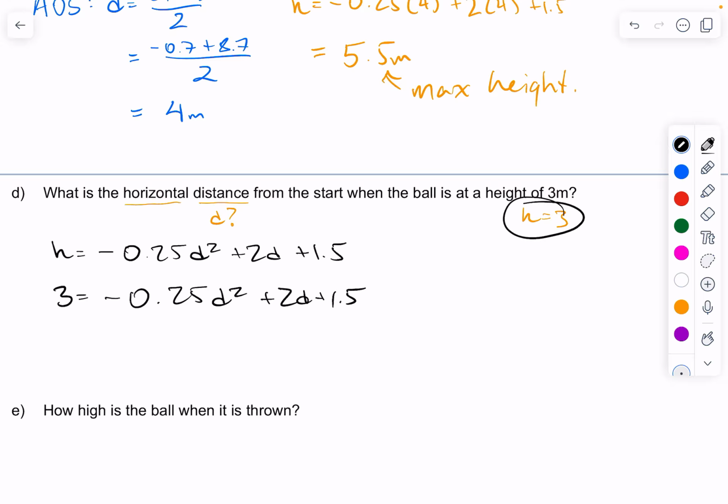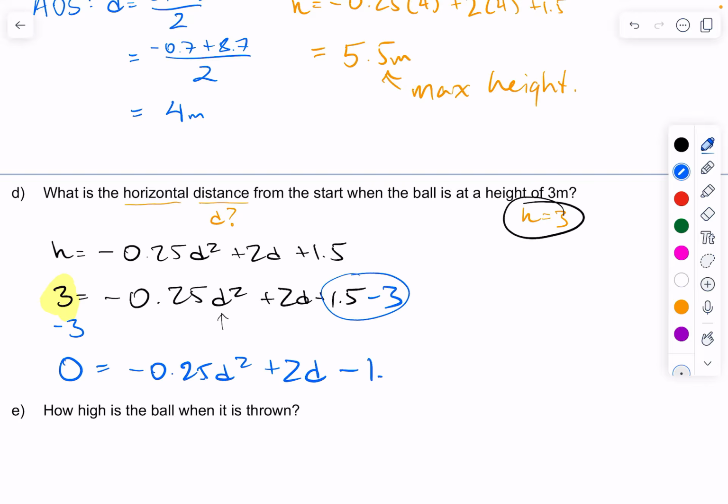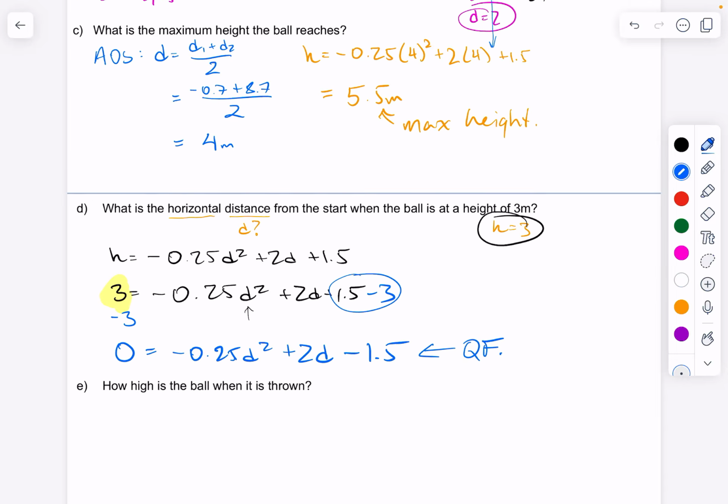So I'm thinking, okay, I need to know the x value, which means I need the quadratic formula, but I don't have 0 on this side. So what do you think we do? Well, we make it so we have 0. We subtract 3 from both sides. And so now we're going to have 0 is negative 0.25 d squared plus 2d plus 1.5 minus 3, so minus 1.5. And then here we use the quadratic formula. Okay, I won't do that part for you, but that's just how that works.